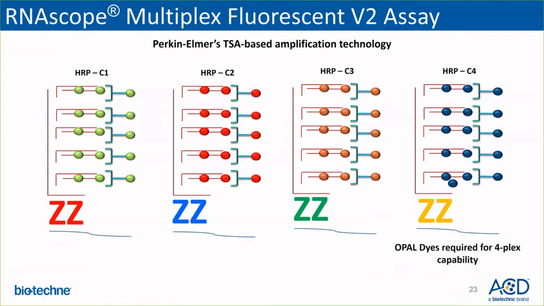The fluorescent multiplex V2 assay can be used to detect up to 4 mRNA targets. Here, 4 independent amplification trees are built, such that the C1, C2, C3, and C4 probes will have their own amplification trees built from the mRNA target. Signal can then be visualized by using Perkin-Elmer's TSA-based amplification technology or the Opal dyes.